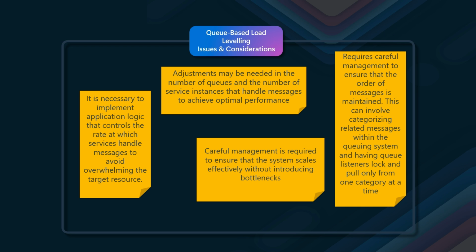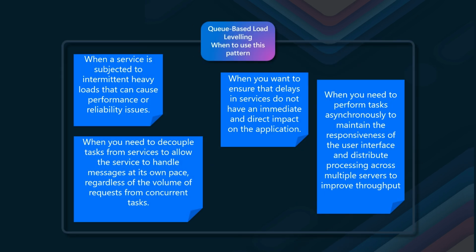By considering these issues and implementing appropriate strategies, the queue-based load leveling pattern can effectively manage load and improve the resilience and scalability of the system. The queue-based load leveling pattern should be used in the following scenarios: handling intermittent heavy loads. When a feature is subjected to intermittent heavy loads that can cause performance or reliability issues, this pattern helps to smooth out these loads using a queue as a buffer between the task and the service it invokes.